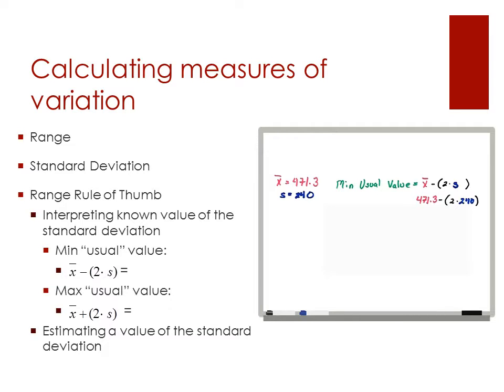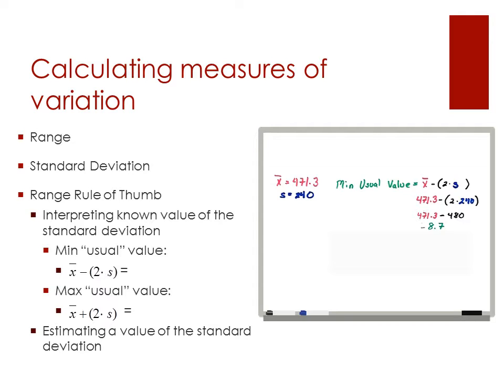All right, so we're going to calculate my minimum usual value. I've got my mean, I've got my standard deviation. My minimum usual value is just going to be x bar minus 2 times the standard deviation. So plugging in the values we have here, we get this formula. Take a few moments and go through that. When you finish and you've got your own calculations, then move on to the next slide to check it.